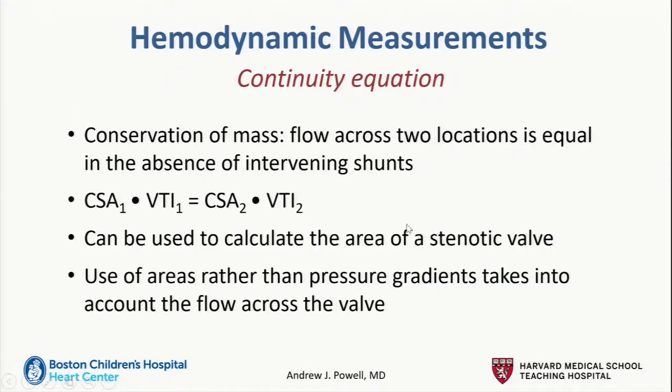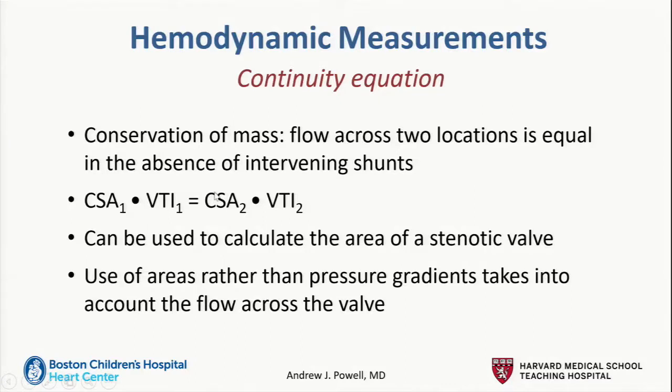All right, so with that background, that allows us to go to the continuity equation. This equation is based on the principle of conservation of mass. Basically, we're going to say that the flow at these two locations has to be equal in the absence of intervening shunts. So at point 1, we have cross-sectional area times the VTI. Again, that's flow. So flow at point 1 has to equal flow at point 2 because there's no place else for it to go. There's no shunt. And that's the conservation of mass idea.